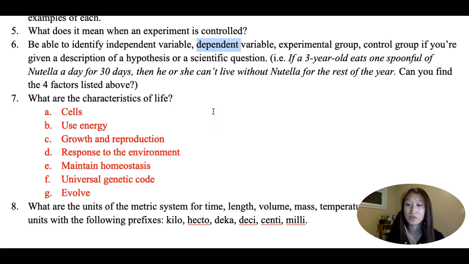So it's always a good idea to say whether or not, because then you're making sure that this is something that varies, right? Something that can change.